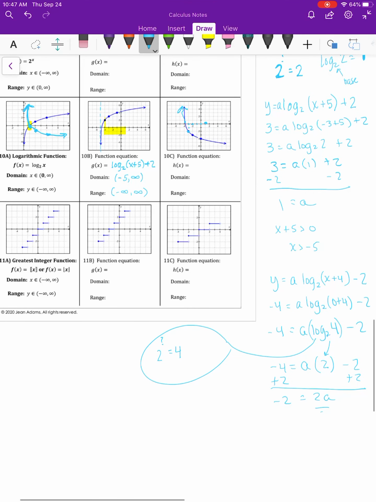Negative 2 equals 2a. Divide by 2. So our a is just negative 1, okay? Which is what we kind of thought it was, but that's fine. So now we go up here and we say negative log base 2 of, and we said it was x plus 4, and then minus 2.